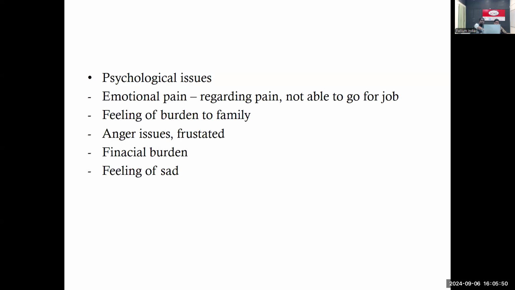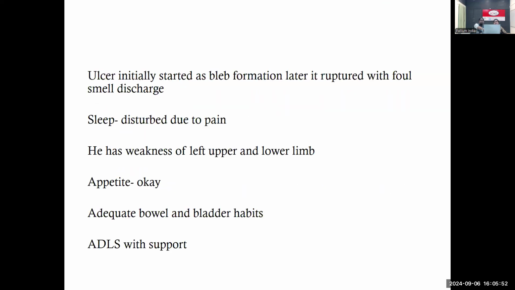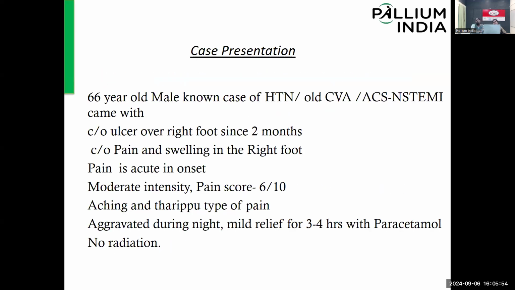So what next? If a patient presents with these symptoms, what will you do? This is the history. How will you manage this patient? Anybody?